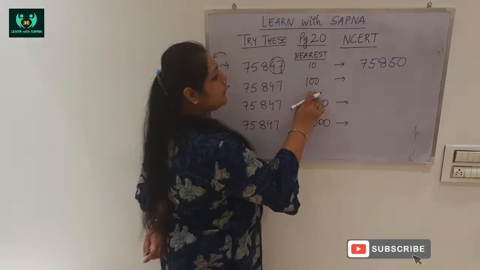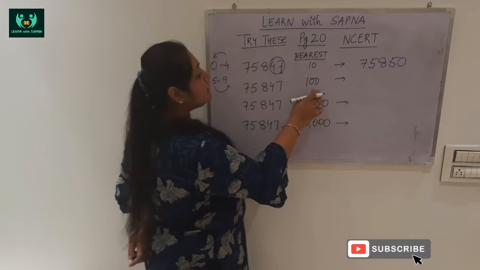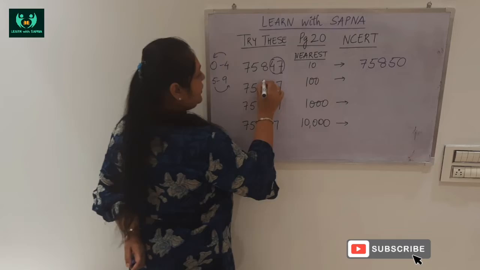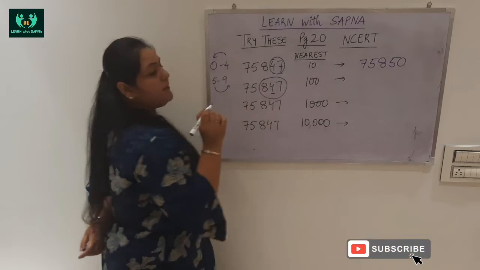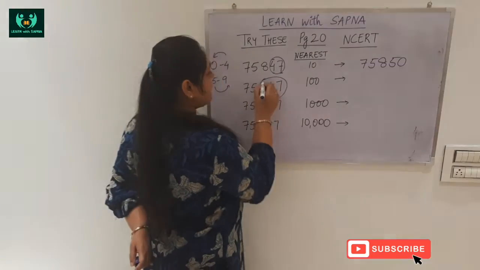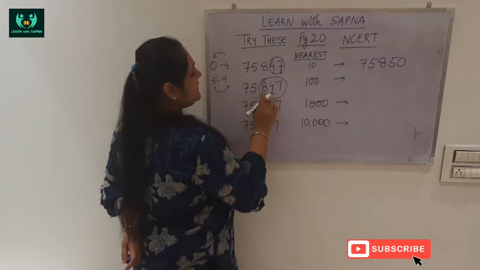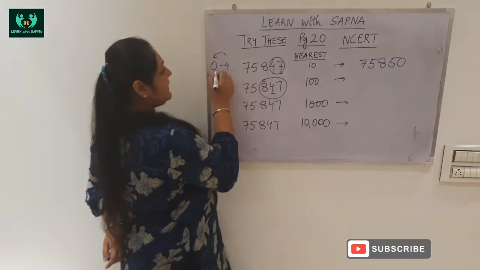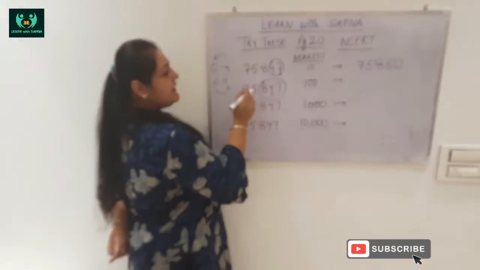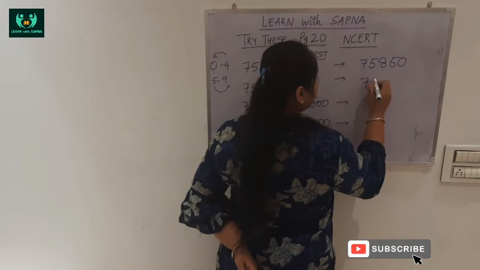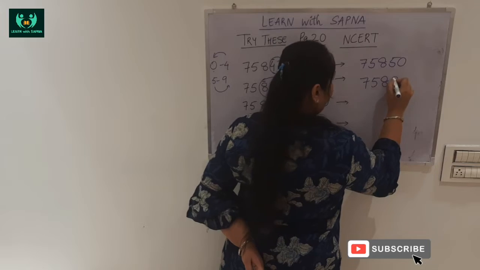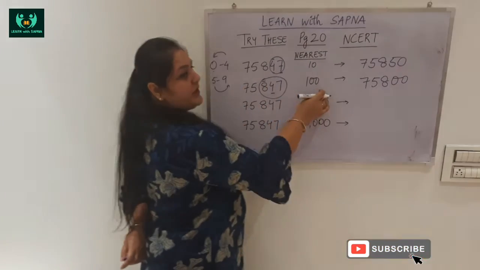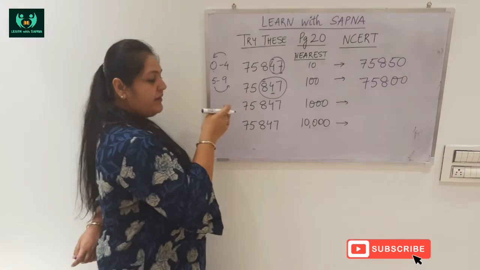Now here we have to round off to the 100 position. So for the 100 position we will see the tens value. We have to consider this number. Basically the 100 position, what is at the 100 position here? It is 8. So for this 847, now 4 lies in this bracket. So we'll go to the lower amount. So this will become 75,800. 847 rounded off to the nearest 100 will become 800, right?